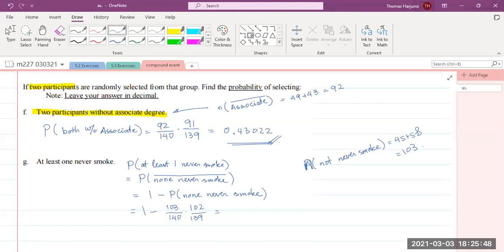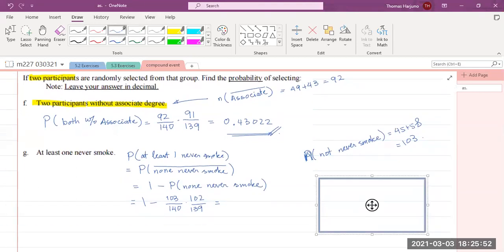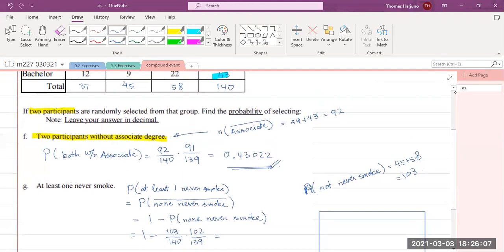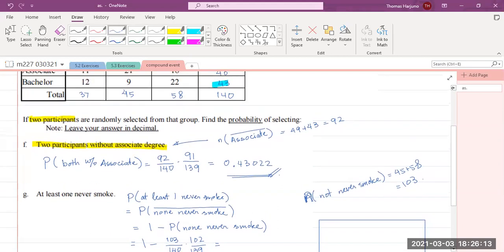Let's take a look deeper here. Professor, can't you just say 37 over 140 and then do 36 over 140 as well? No. If you do it that way, then you will get the probability that both of them never smoke. Right? Both of them never smoke. What we have here is at least one never smoke. Okay, got it.